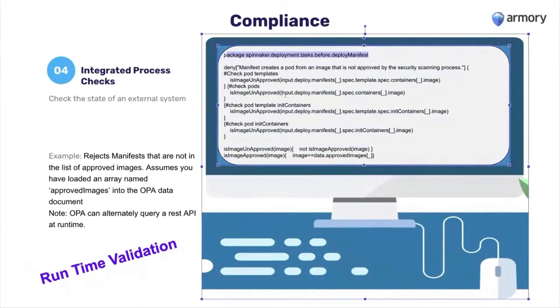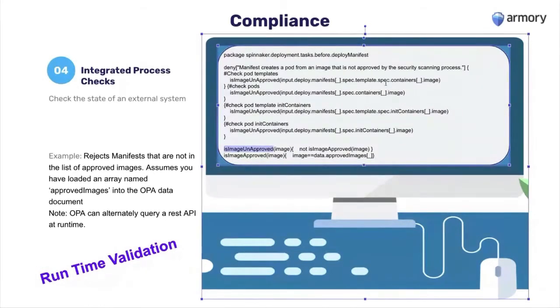So anytime we're going to deploy a manifest, I've got two helper functions down here. Is the image in the list of approved images? It's just going and checking that array. And then I've got, is the image unapproved, which is just doing that not function. All of the checks here are just asking whether or not an image is unapproved. The difference between them is the path.